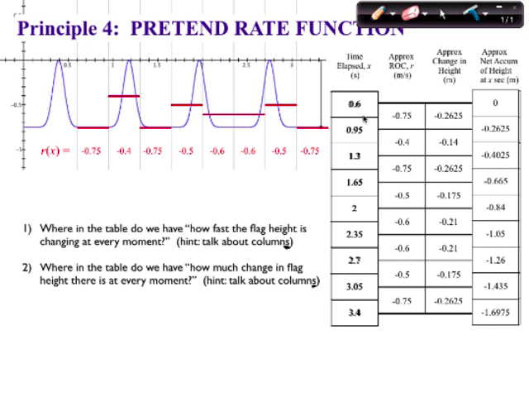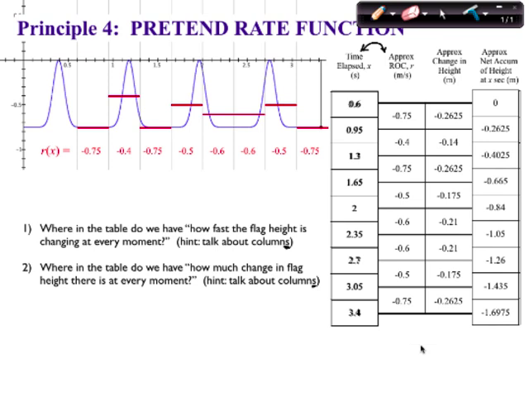So for all times between 0.6 and 0.95, our approximate rate is negative 0.75. For every time between 0.95 and 1.3, the approximate rate is negative 0.4. So this right here is our approximate rate of change function. Independent variable time, dependent variable rate of change.